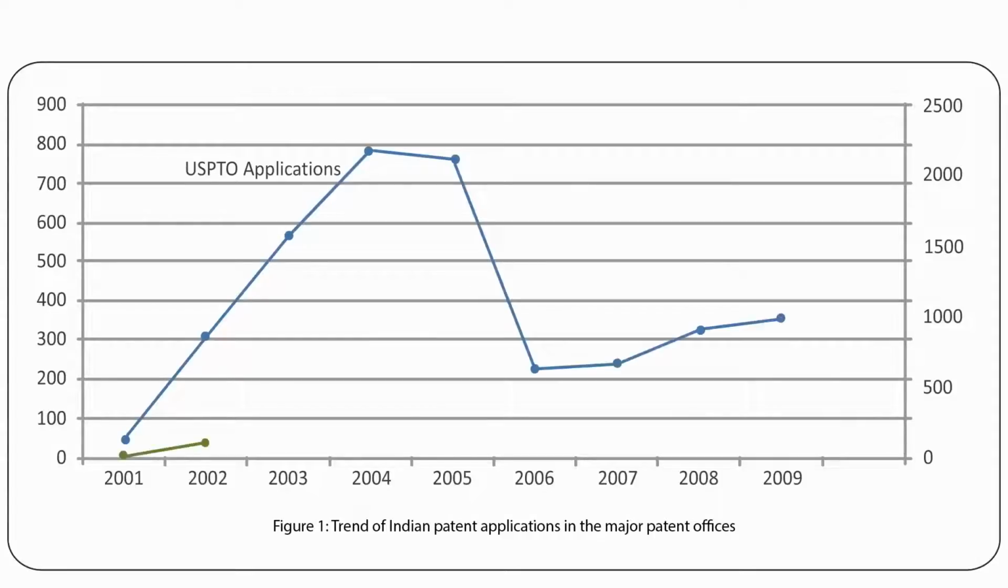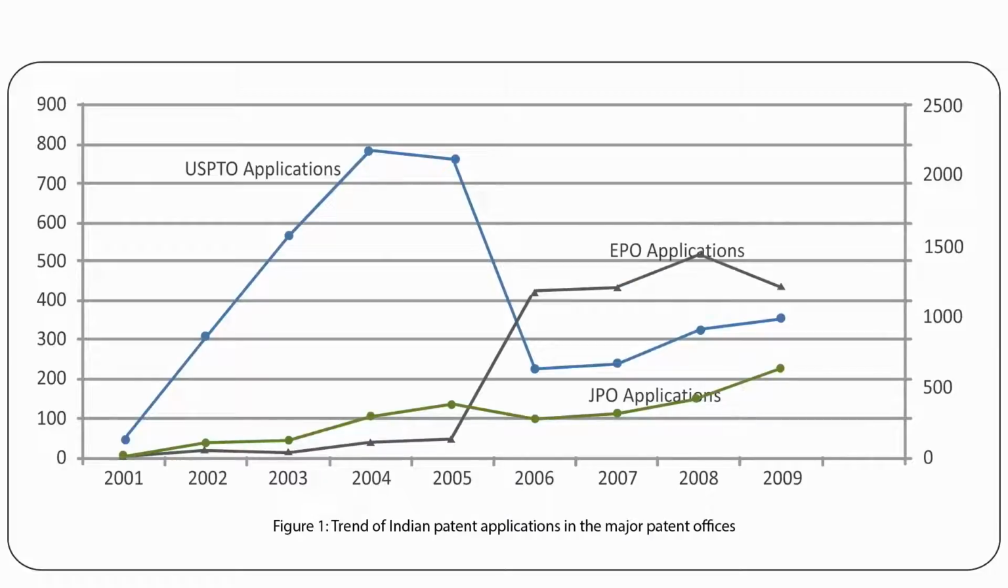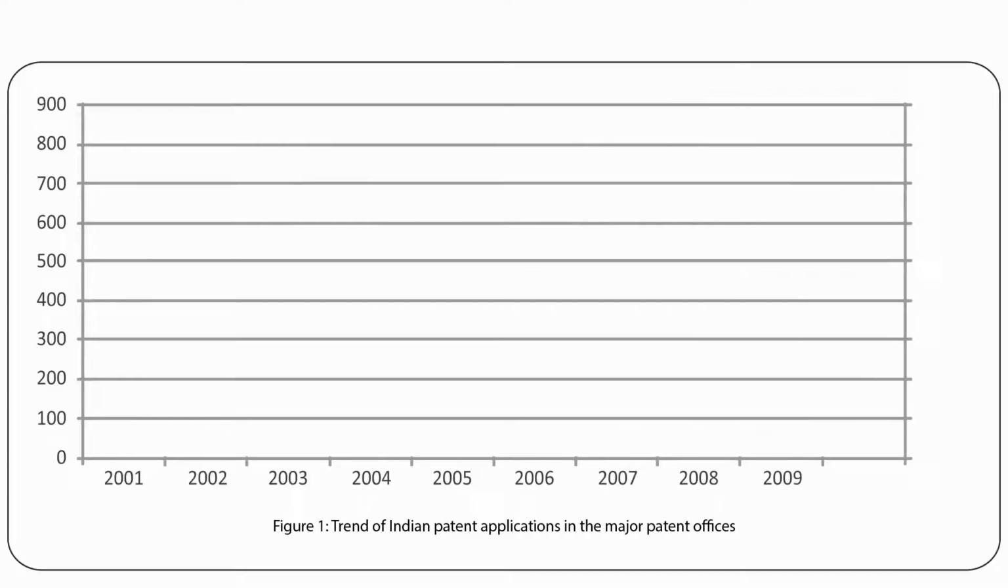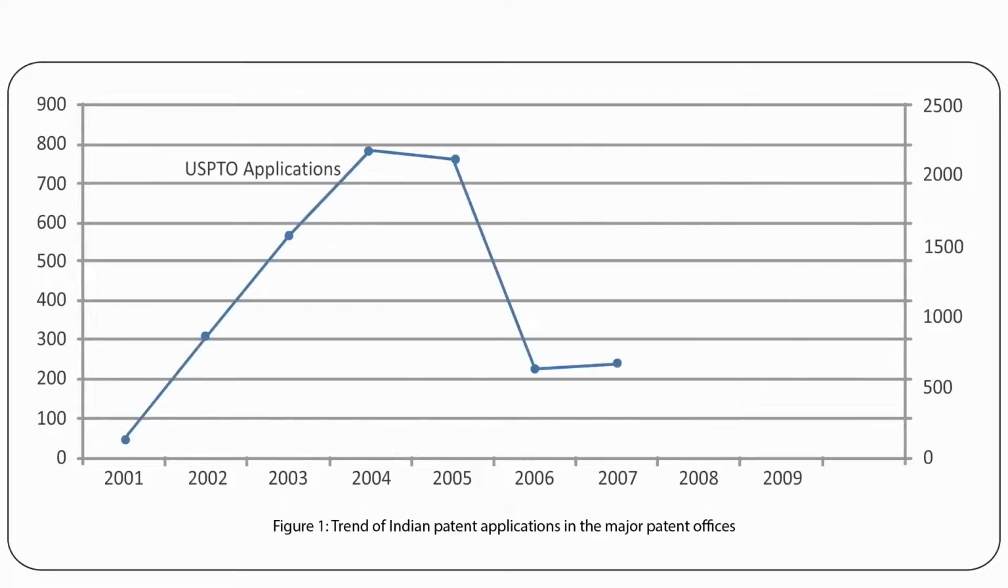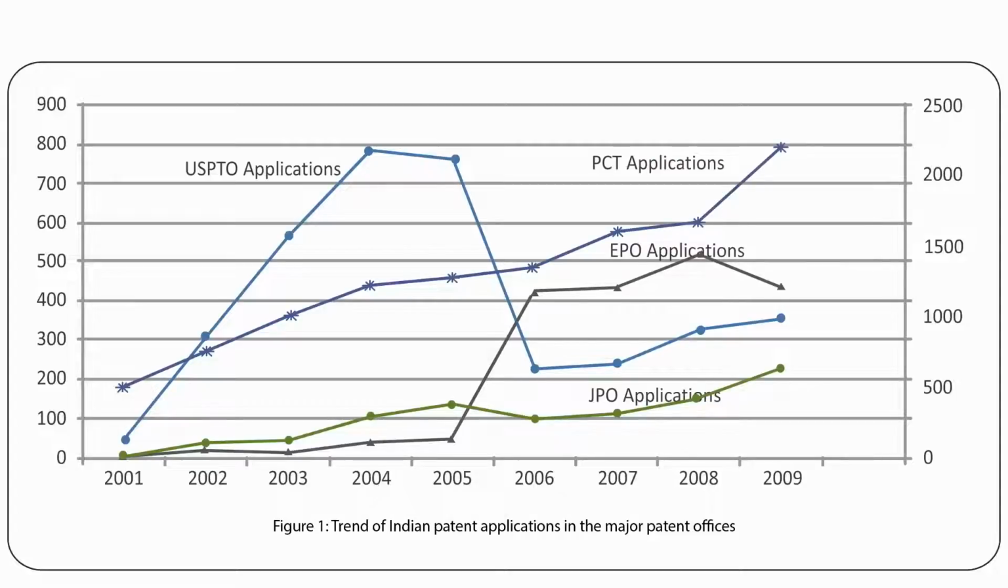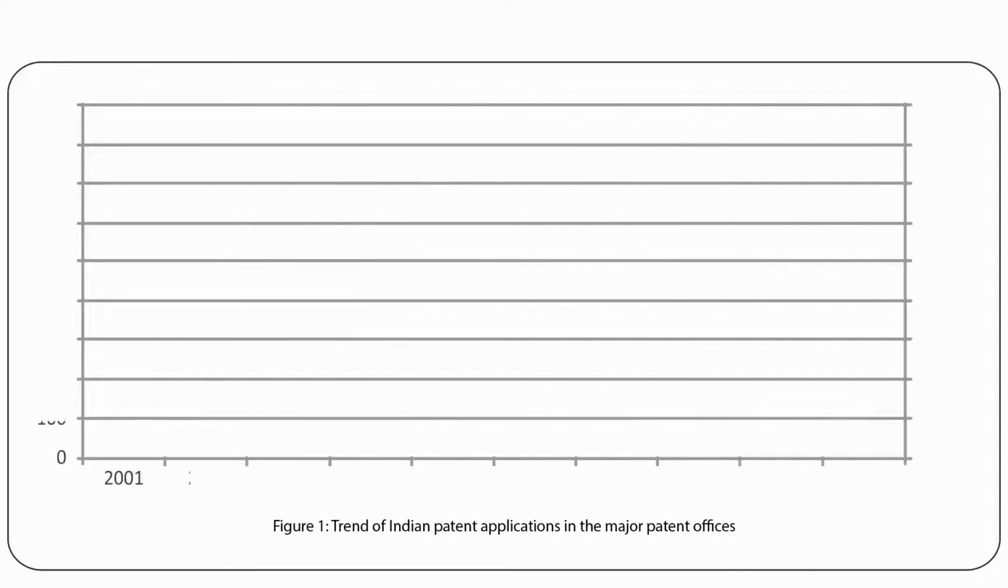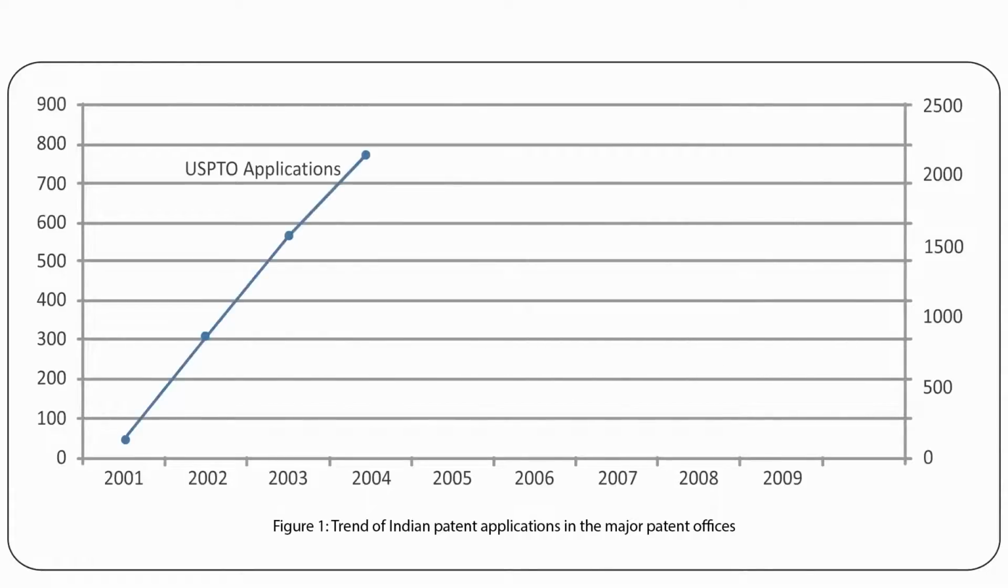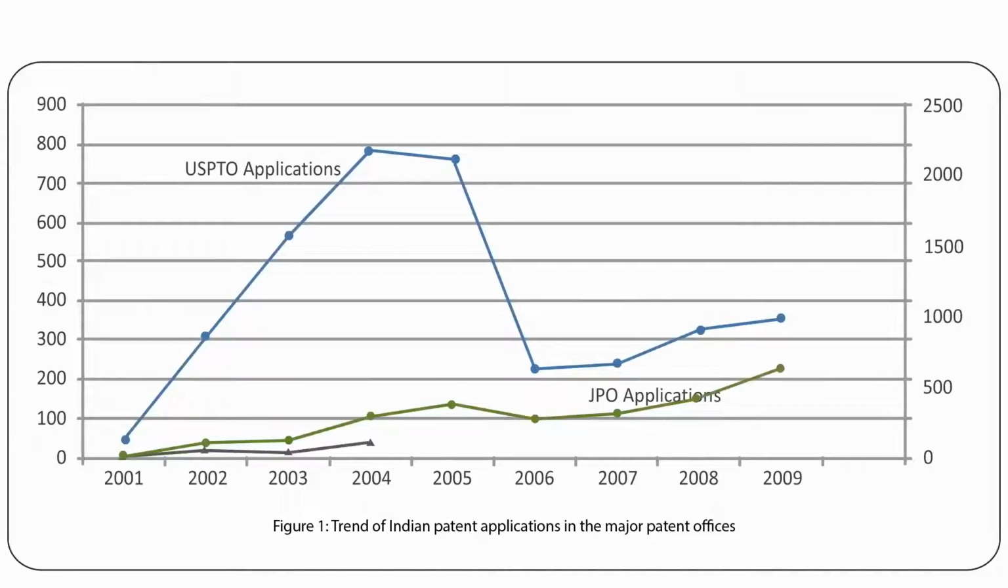Friends, till this time we have talked of patent attributes and we have discussed patent indicators. Now let us take an example from Indian patenting trend. Figure 1 highlights trends of Indian patent applications in the Patent Cooperation Treaty, USPTO, EPO, and the Japanese Patent Office from 2001 to 2009.